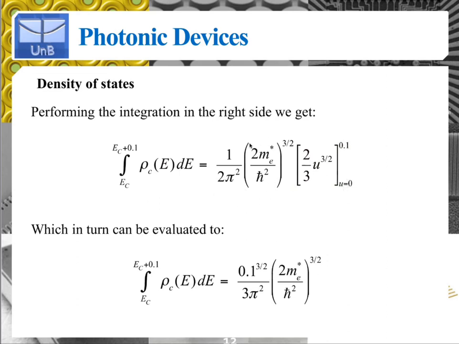This is the original constant. Now we need to calculate this, and this will give us 2/3 of 0.1 to the power of 3/2, which is what we have down here. You see that the 2 cancels this 2 right here, so that's why you get 1/3. Otherwise, it's the same expression.